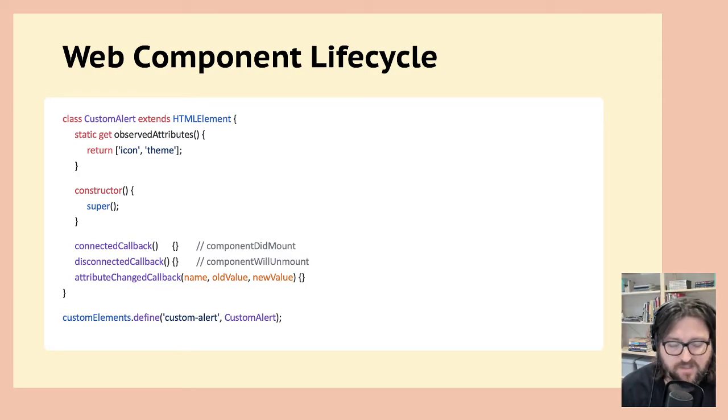Attribute change callback. This is sort of like reactive state, but you have observed attributes, and if you observe those attributes, then they will fire the attribute change callback. It'll tell you the name of the attribute that changed, and then the old value and the new value in case you want to do something with that. Then you define the custom element with your name and you point it at the class. This is pretty boring to write.